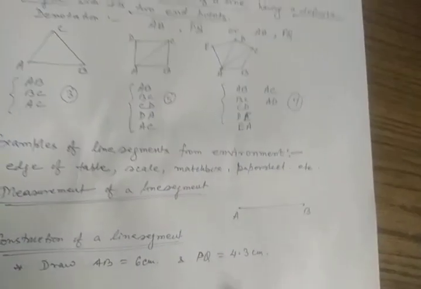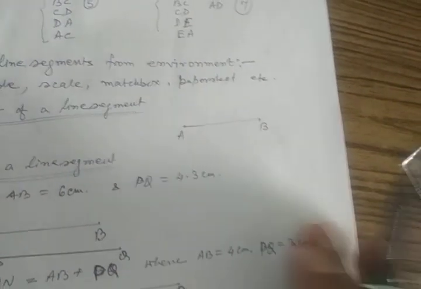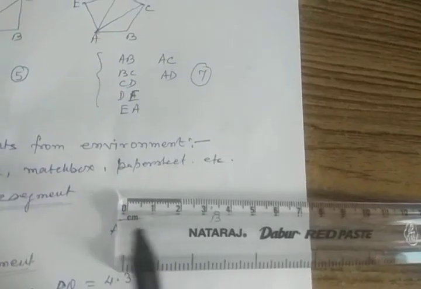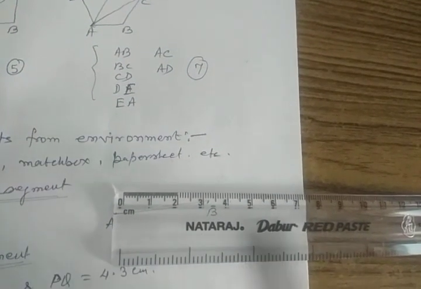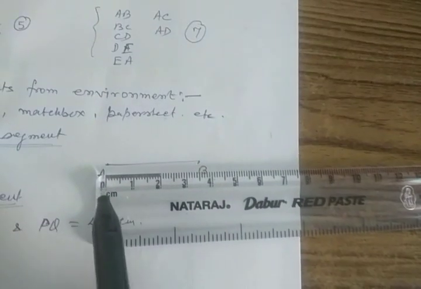Okay. The next part, measurement of a line segment. How can you measure? A line segment is given and you have to measure its length. So just see, for this example, this is a line segment AB. Take your scales. In your scale you will find that it is mentioned here 0, 1, 2, 3, 4. This is your centimeter and this side it is mentioned in the inch scale. Is it clear? So in any scale you can measure it.